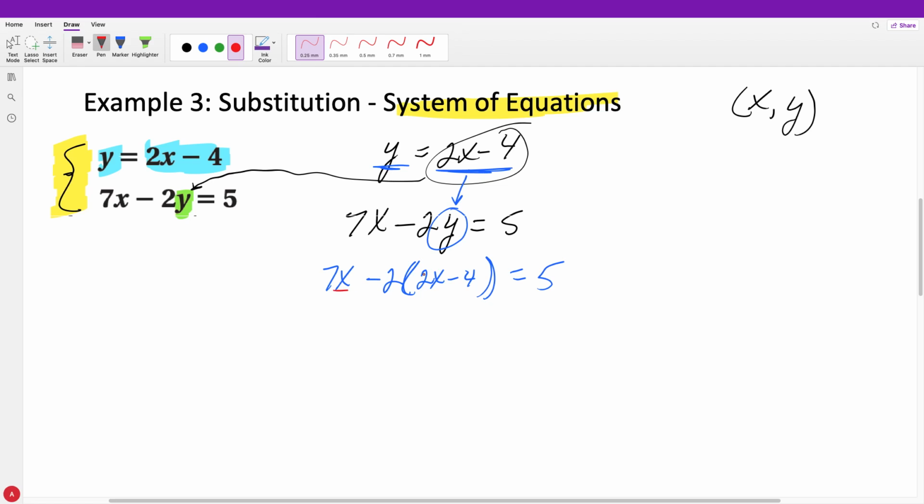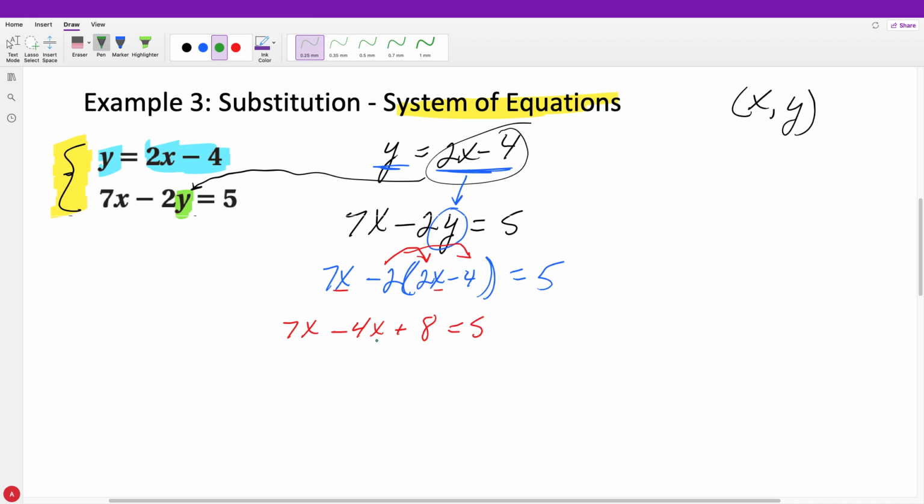All right, so now we're going to solve this like a regular equation. We now only have one unknown in this problem, and it's something that we have done before. We have done problems that look like this plenty of times throughout the year. So we're now going to distribute this negative 2 in to start simplifying. So now I have 7x minus 4x, because negative 2 times 2x, and then negative 2 times negative 4 is plus 8, is equal to 5.